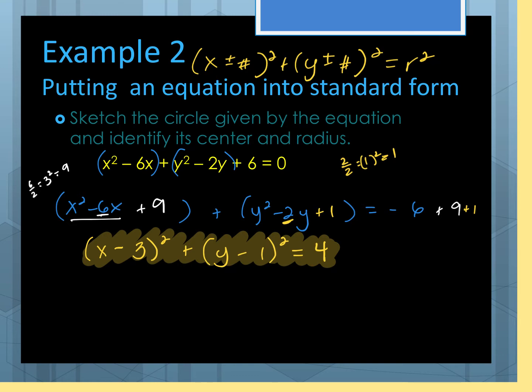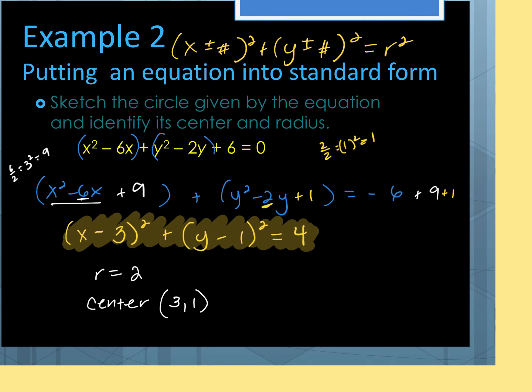It's a good sign. So what this is asking for is sketch it and find the radius and the center. So you got to find the radius and center before you sketch it. What's the radius of this equation? 4. Square root it, right? Square root of 4, which would be 2. What's the center of this equation? 3, 1. Always flip your signs.